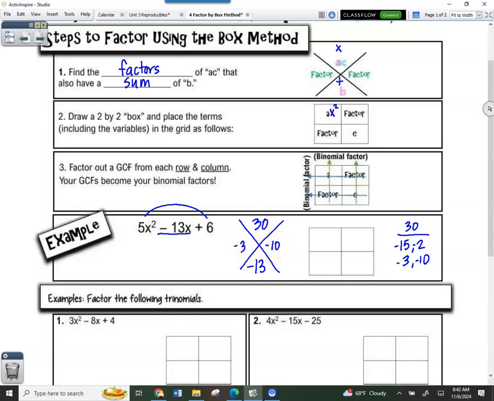So that's from yesterday. Here's the new part. Just watch and then copy it when we're done. And then that way you've watched the whole thing. The box is just to help you organize your thoughts, because the people that do math all over the place are going to struggle with factoring. So the box method is like, you know what, let me help you.